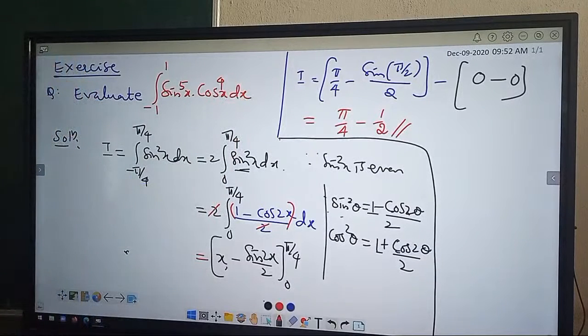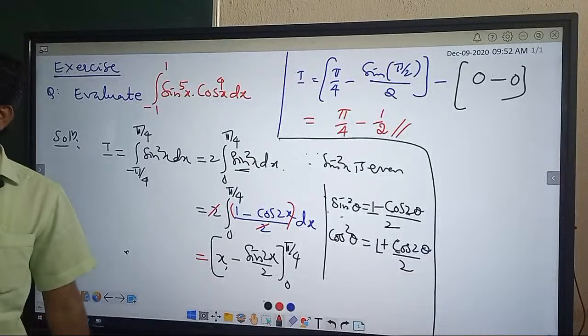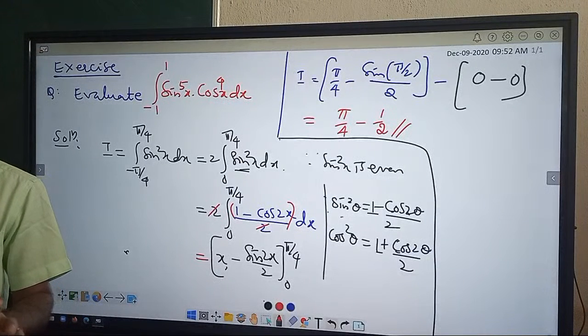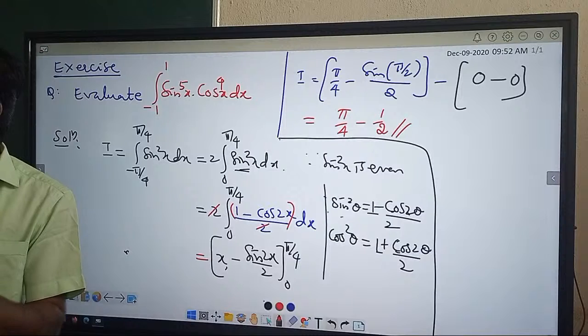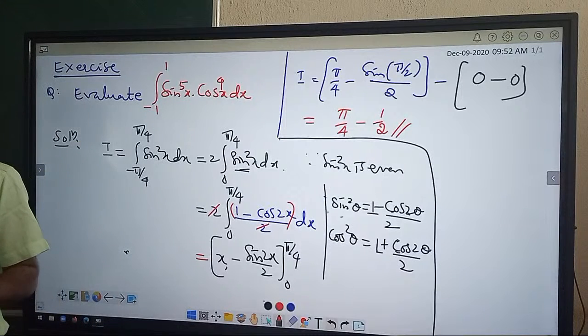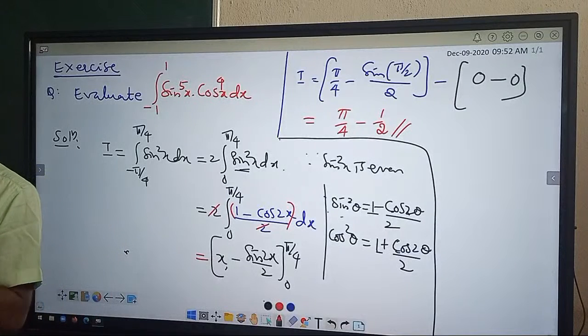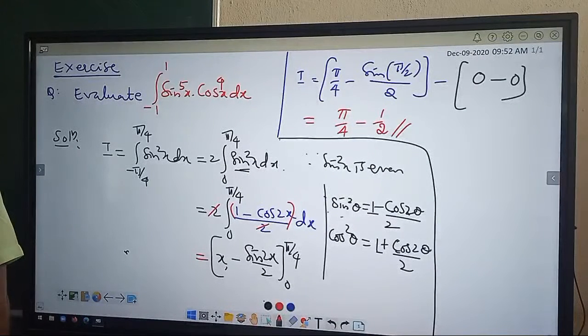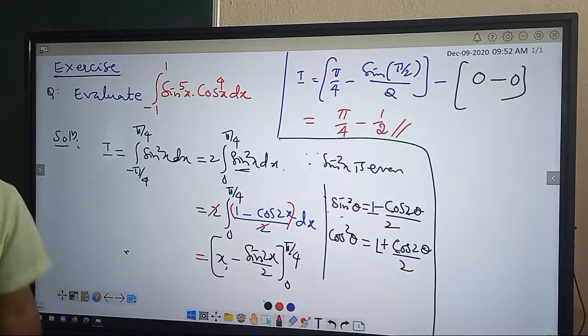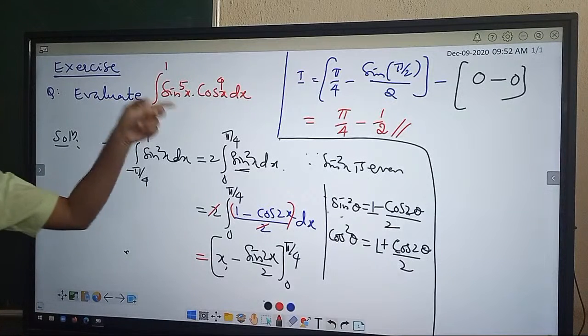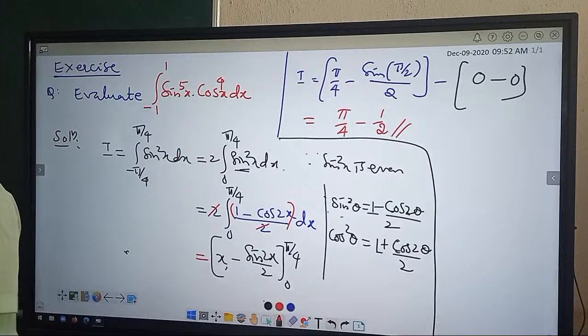If you remember the property very properly, then there is no need to take time to write the answer for this. The answer you will get immediately. Can you guess what the answer may be for this? Immediately you can get the answer. 0. Yes. Why? Because sine is multiplied an odd number of times.